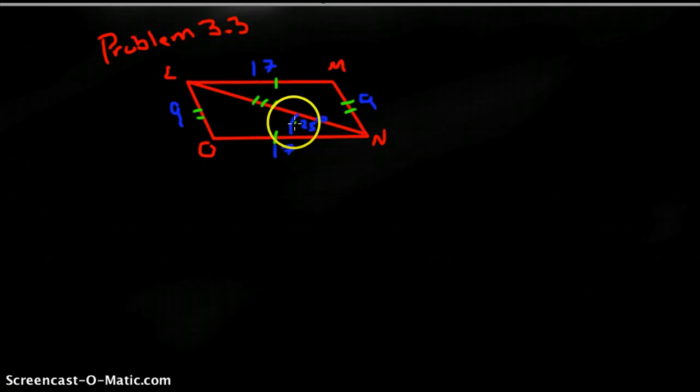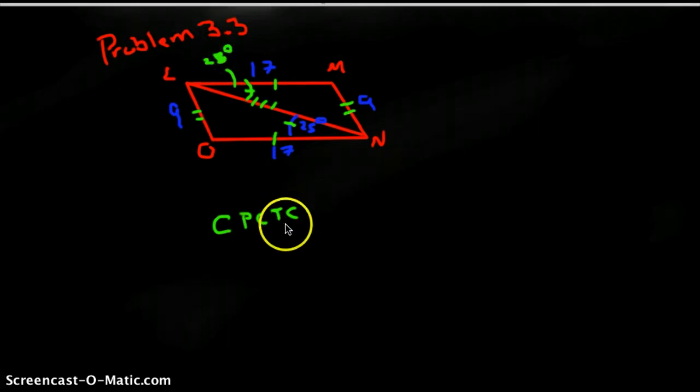Now this brings me to my next point, which is called CPCTC. That is corresponding parts of congruent triangles are congruent. What I mean by that is we have two congruent triangles here, and what CPCTC means is that because this angle is 25, this angle right here is also 25. So this angle is equal to this angle, so this right there is 25 degrees. And so that's what CPCTC is.